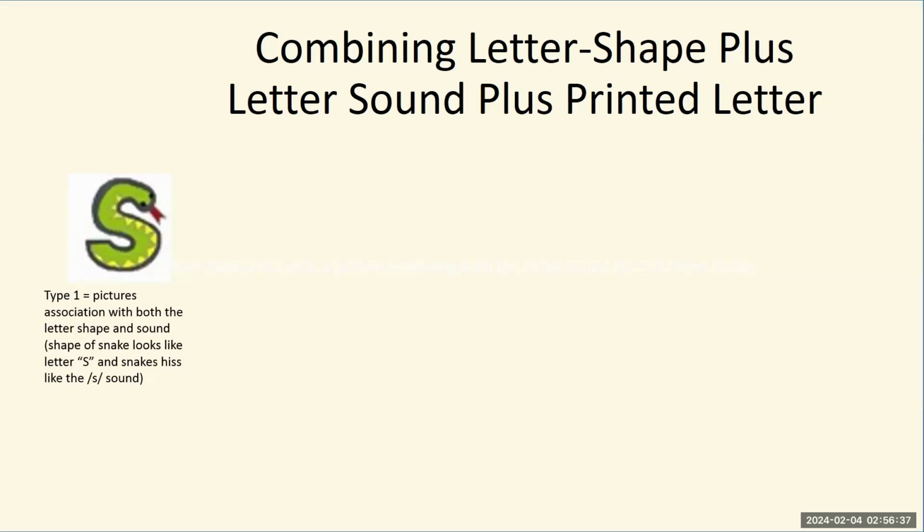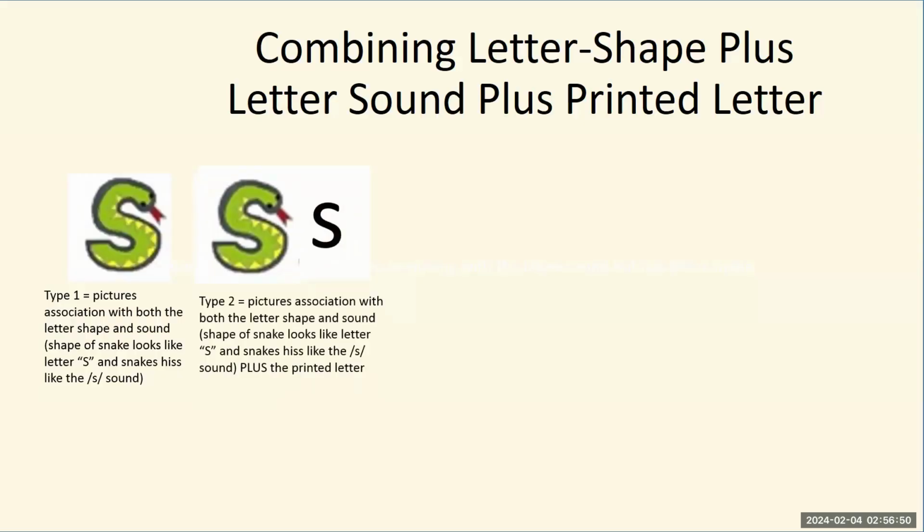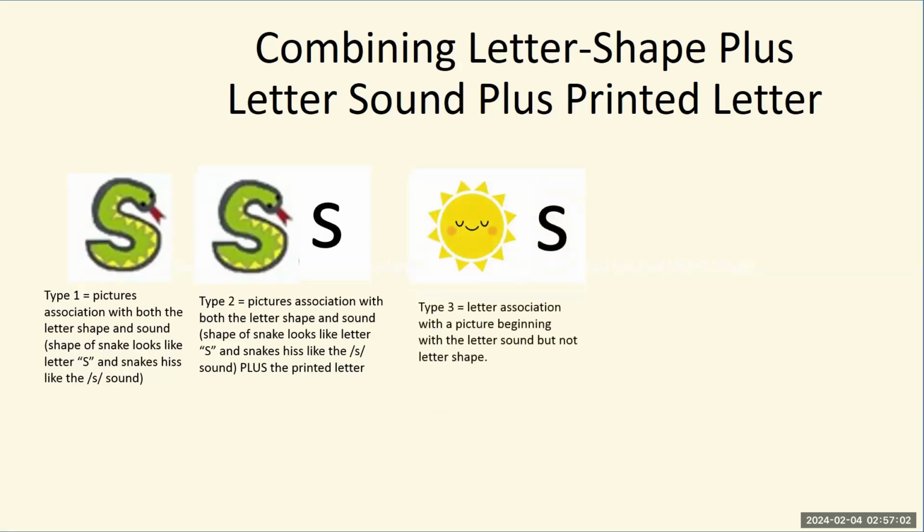Type 1 pictures that they used associated both the letter shape and the letter sound. So the snake looks like the letter S and the snake hisses like the letter S. Type 2 used pictures associated with both the letter shape and the sound, but they also added the printed letter. Type 3 used letters associated with the picture beginning with the letter sound, but not the letter shape. The participants in this study were 90 children with learning disabilities.